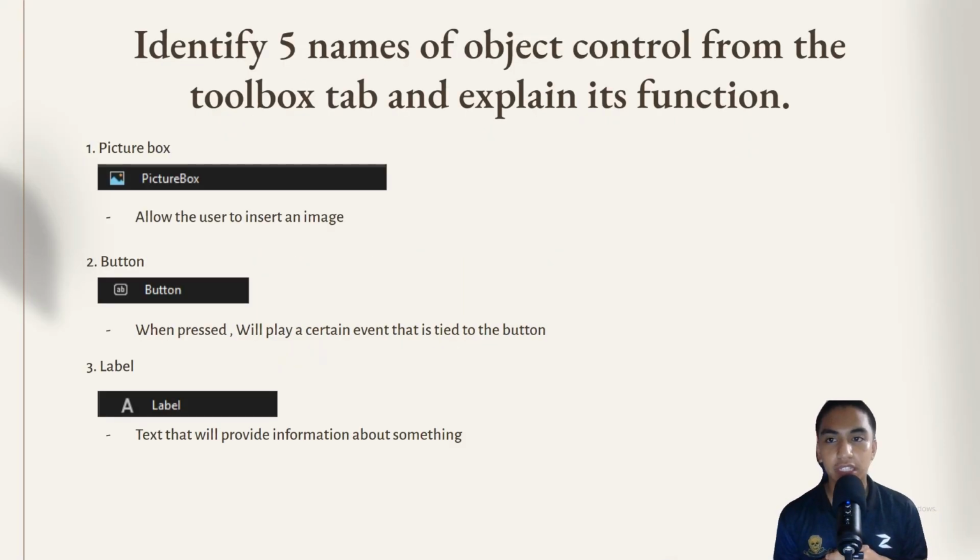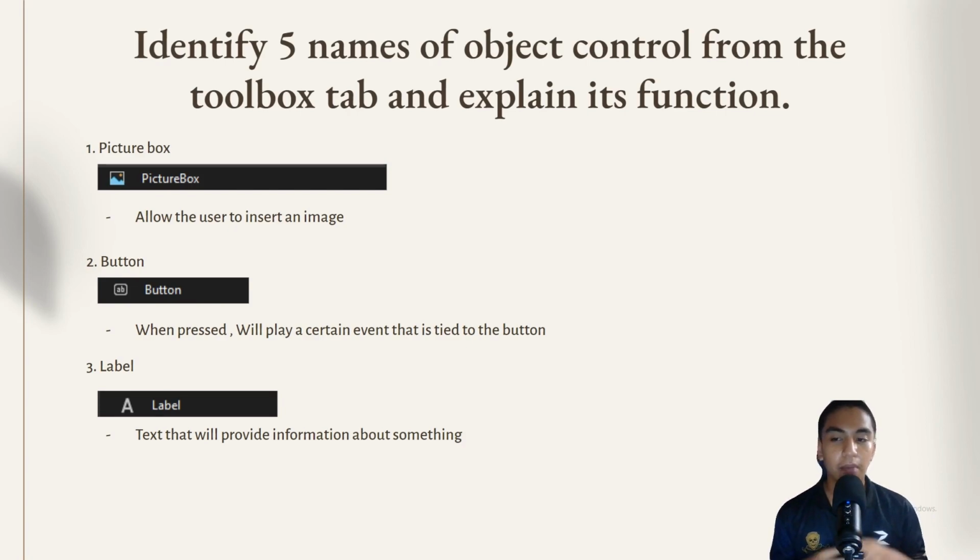So our first question is to identify 5 names of object controls from the toolbox and explain their function. The 5 objects that I have here, first one is picture box. Picture box allows the user to insert an image into the Windows application. So we can put whatever image we want or desire.